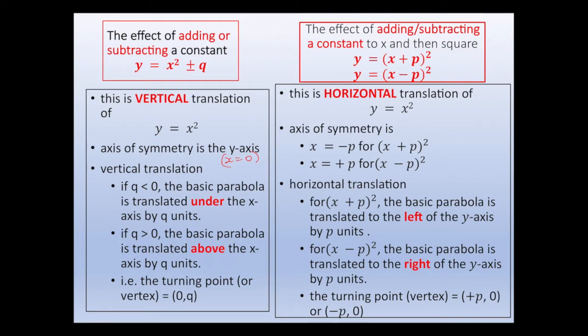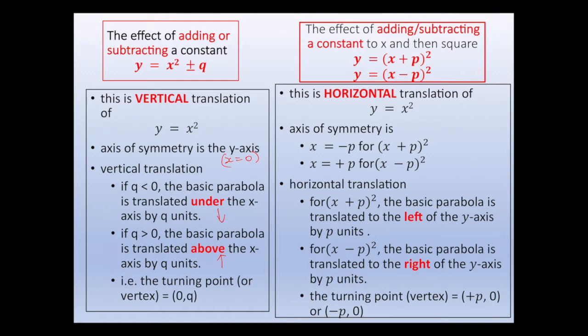Alright, and then if q is less than 0, the basic parabola is translated under the x-axis by q units. In other words, it's moved down. If q is greater than 0, the basic parabola is translated above the x-axis by q units. In other words, it's moved upwards. So let's put an arrow, move downwards and move upwards.